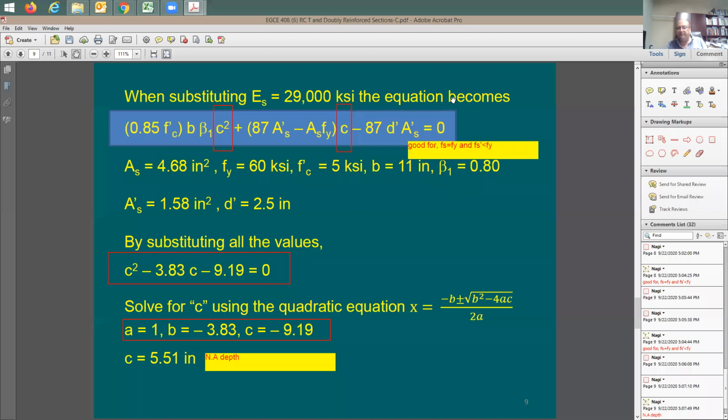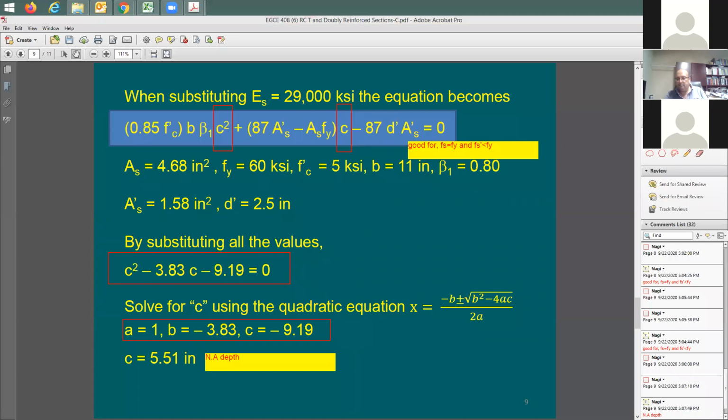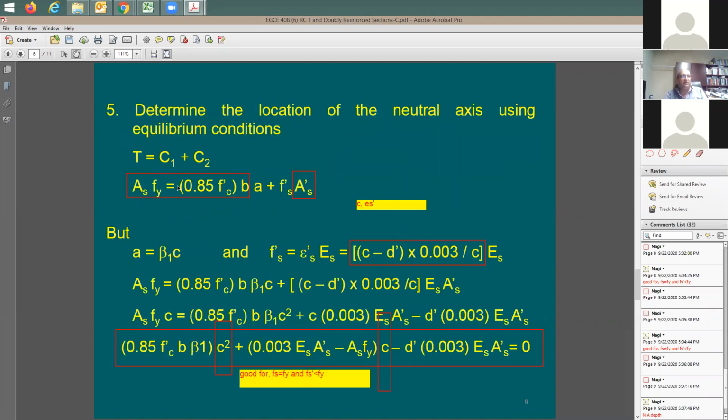More questions? Sorry, if the tension was not yielding and the compression was, would we still be able to use this equation? No, the equation's going to be different, because look at this equation, the way it was derived. But usually this will not happen. Usually the tension steel is going to be yielding and the compression steel is not going to be yielding. This is expected.